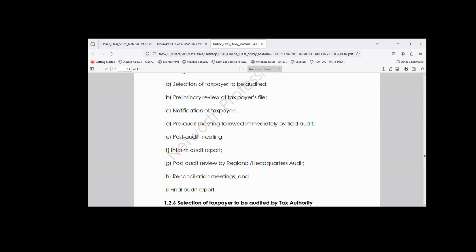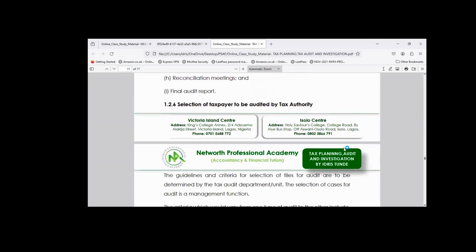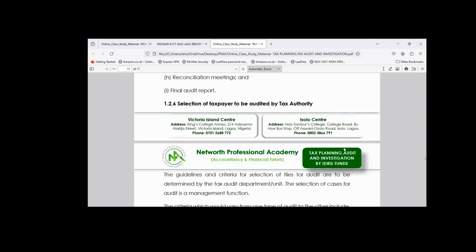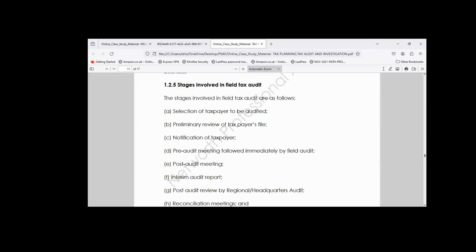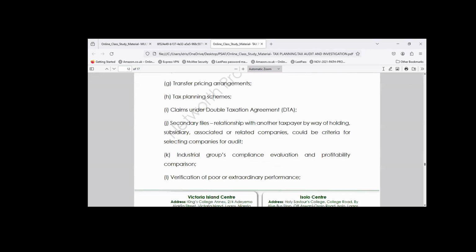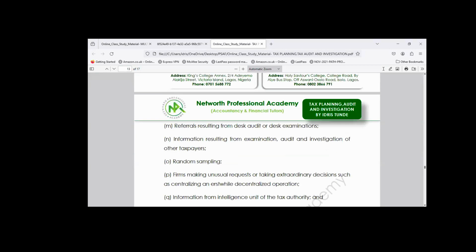Final audit report. After you finish your reconciliation meeting, you write the final report. So please, ladies and gentlemen, let's monitor these stages involved in a tax audit. You may be asked to explain or list the stages involved in tax audits. So please, let's try to monitor that. After that, you select the company you want to audit, which I've said.